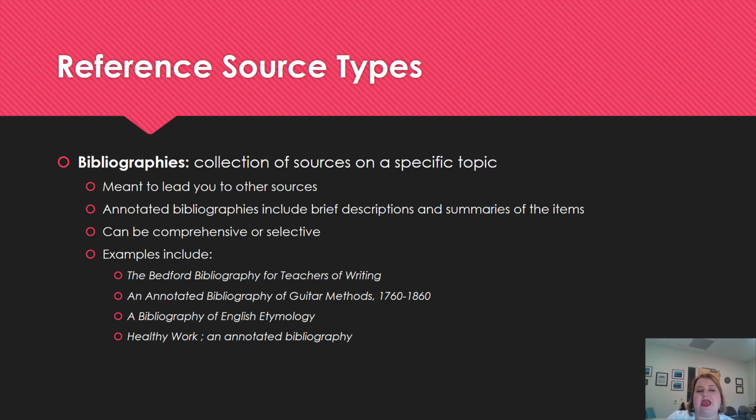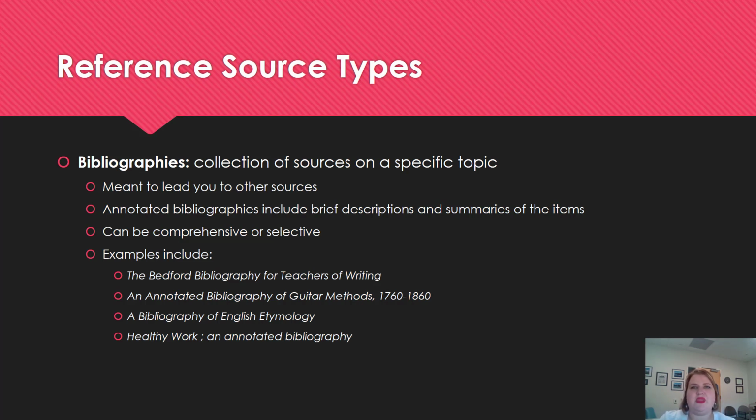These types of resources can be comprehensive, meaning they try to bring you everything that's been published and is valuable on the topic, but more frequently they are selective. Instead of bringing you everything, they bring you the best resources on that specific topic. Some examples in our library collection are the Bedford Bibliography for Teachers of Writing, Annotated Bibliography of Guitar Methods between the 1760s and 1860, and Bibliography of English Etymology, Health Work, and Annotated Bibliography. So you see a wide variety of topics.